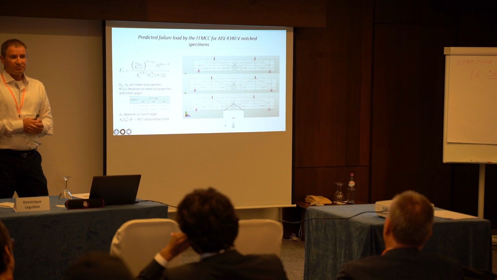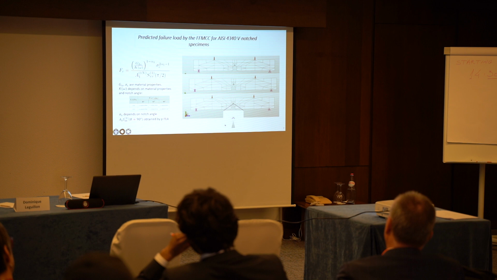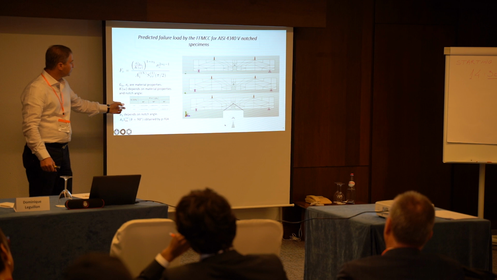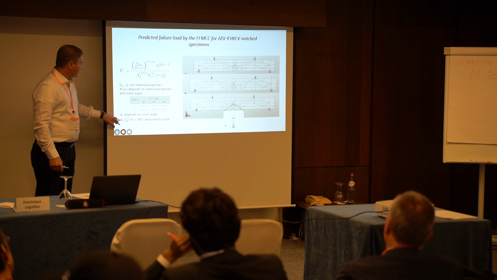So we applied now the coupled criterion. We have mode one, and in order to apply the criterion, G1C and sigma C are material properties. K of omega depends on the material properties and the notch angle. And we can compute that. These are the values. Alpha is the exponent of the singularities. These are the values which we can obtain.